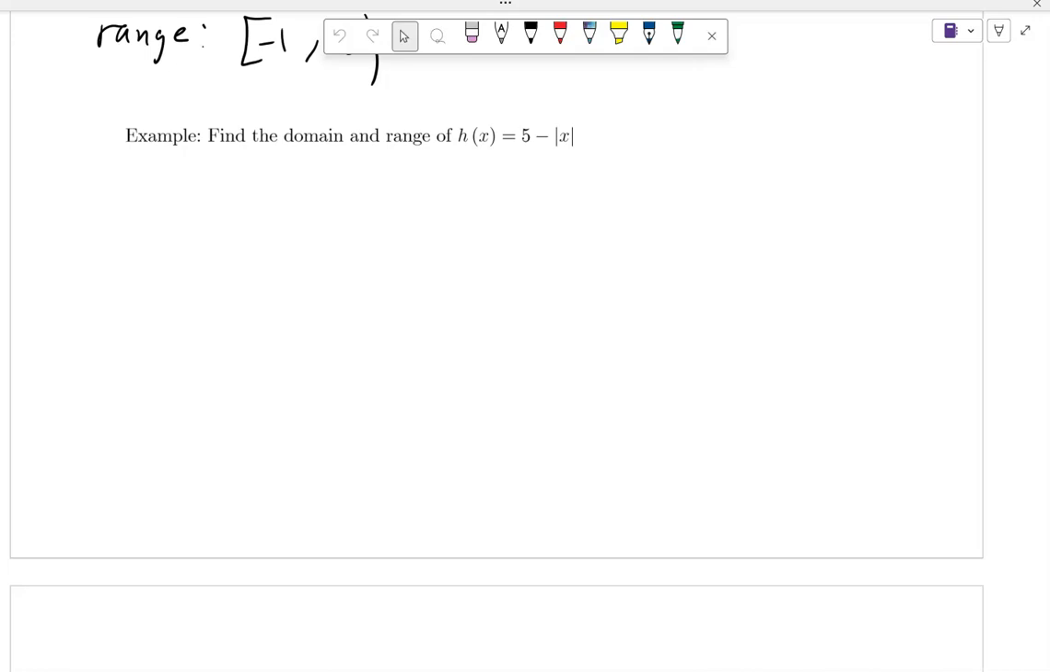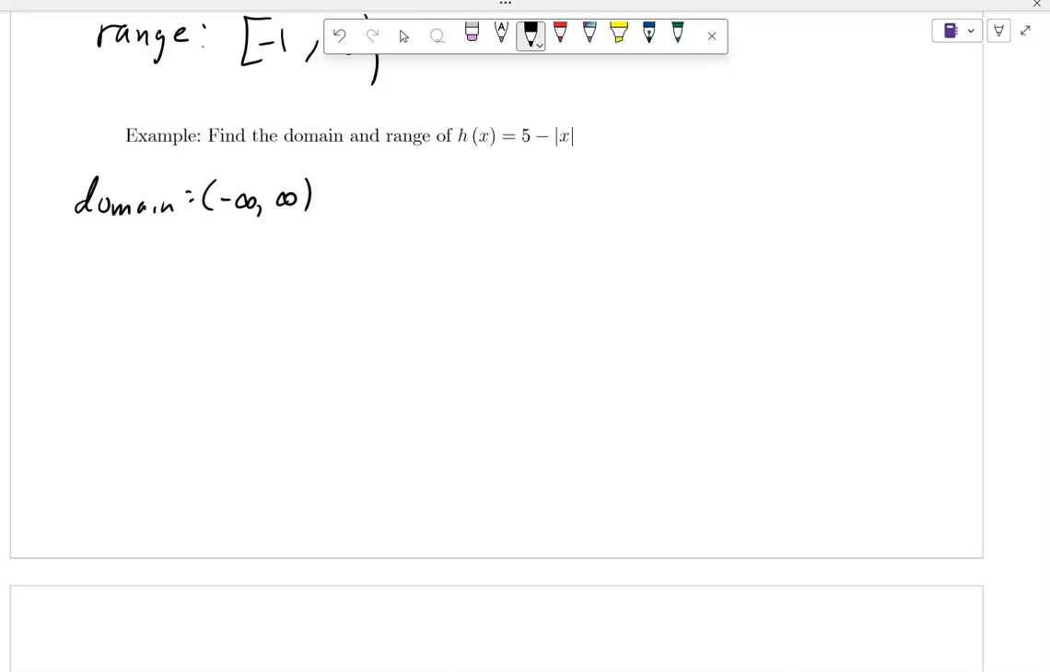All right, so this function is h of x equals 5 minus the absolute value of x. Remember, absolute value of x basically just takes a number you put in and takes away a negative sign if there is one. Any domain issues at all? No. So what's the domain going to be for this one? All real numbers, and in interval notation we use minus infinity to infinity with parentheses on either side.